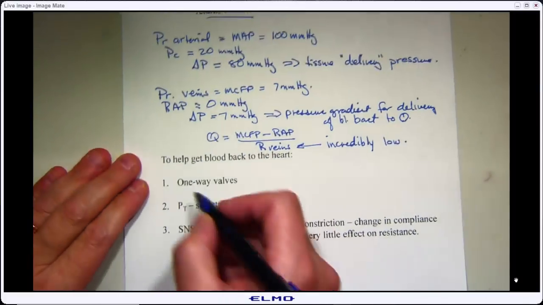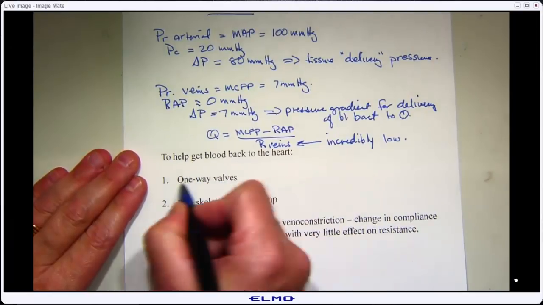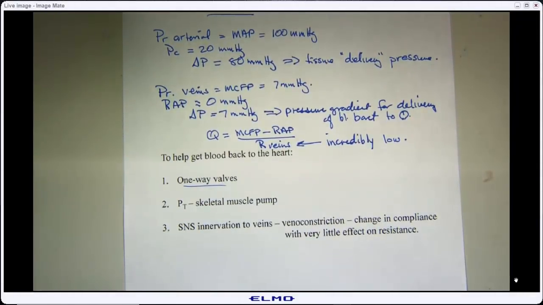Okay, and one of the ways to help get blood flow back to the heart is one-way valves. So we are going to see the same approach to a low pressure problem like we did in the lymphatics. Lymphatics has this huge low pressure problem, so we build in these one-way valves, and now as long as we can get pressure above a valve.